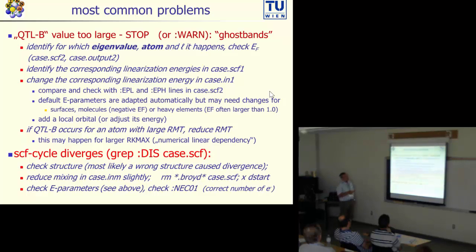Then you have to identify the corresponding linearization energy in the SCF file and eventually change the linearization energy in this. But I should say 80% of these errors are because your structure is wrong. Meaning you have input in Bohr instead of Angstrom, or mixed Bohr and Angstrom, or you have not TiO2 but TiO7 or whatever in your structure, some stupid mistake made. Then typically this also appears. Okay?